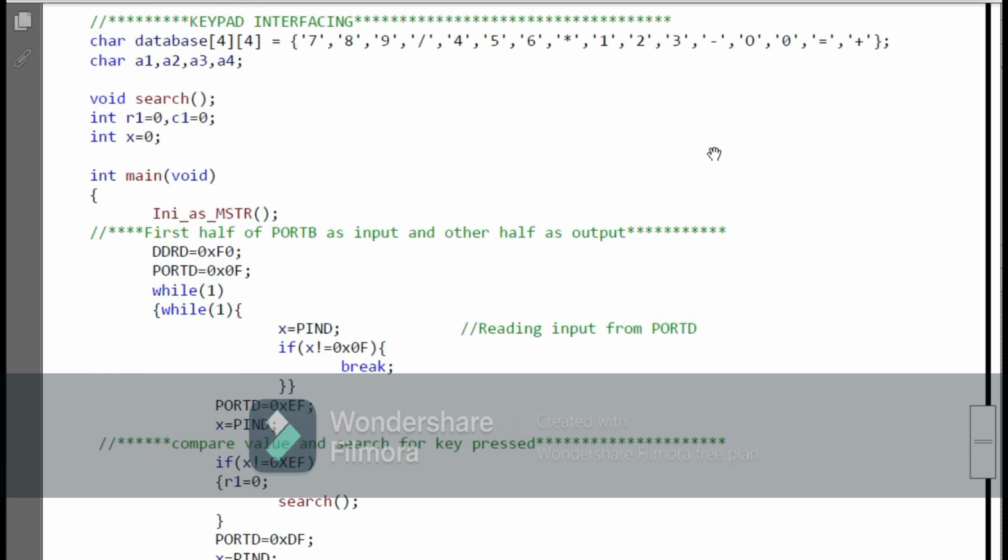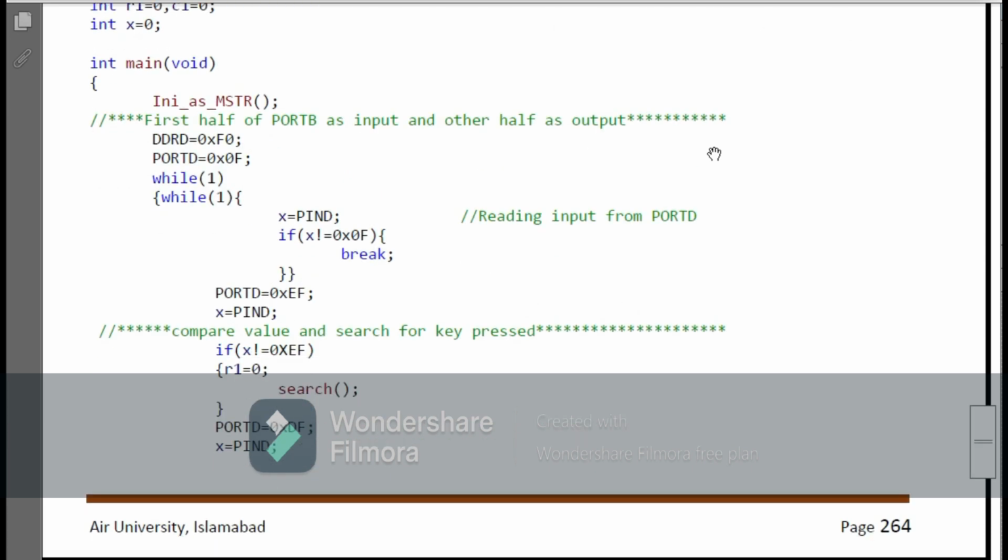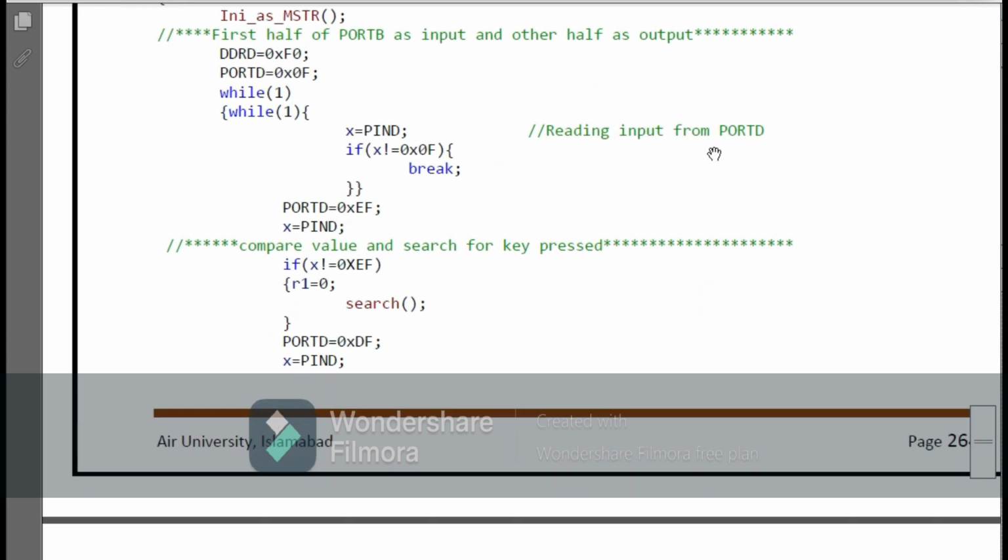Then here you can see the integer main function. I have called the function initialization as master. Then I am declaring the first half of port D as input and the other as output. I am actually dividing port D into two parts, one for input and one for output. And then in the while function you see that I am taking the input from port D and storing it in X, and then I am executing the if condition. If X equals to this, then break and port D becomes 0xEF, and then X equals pin D.